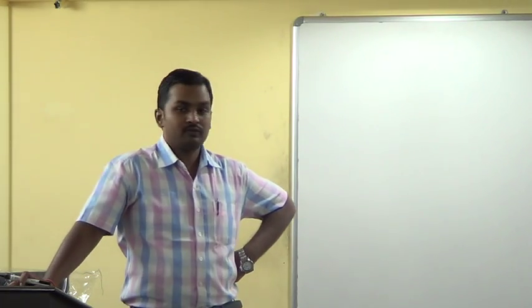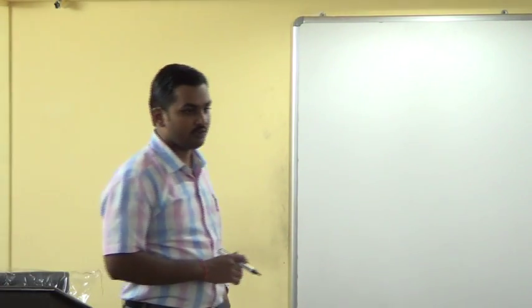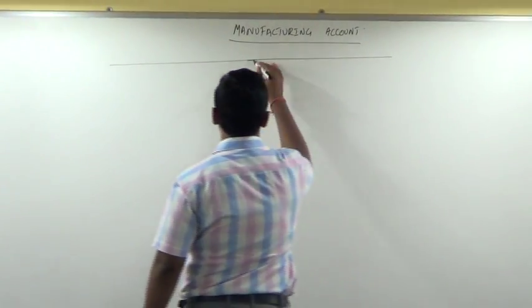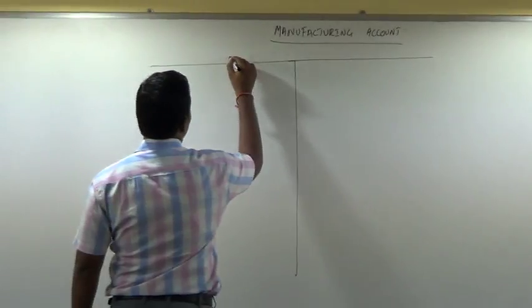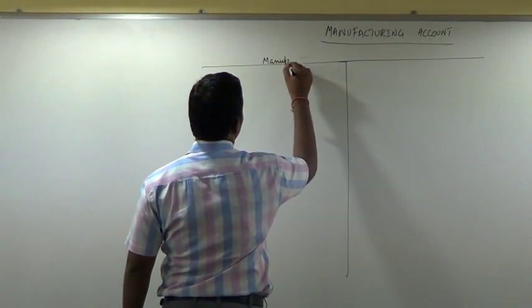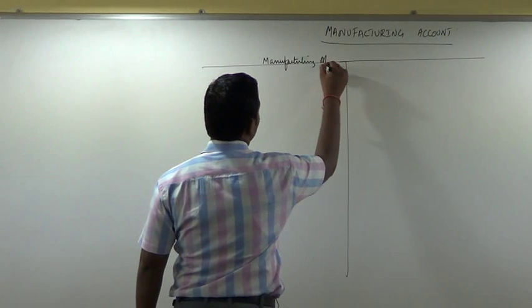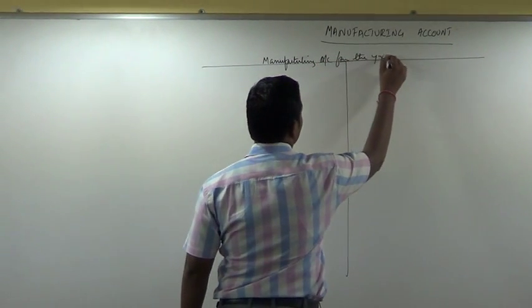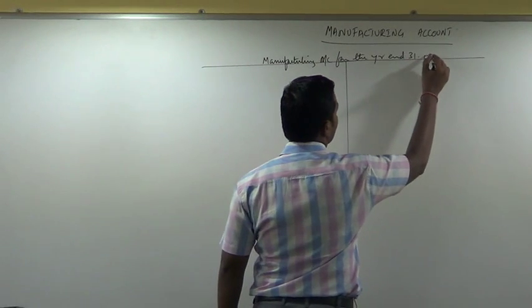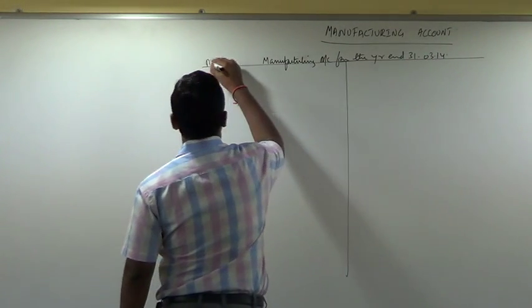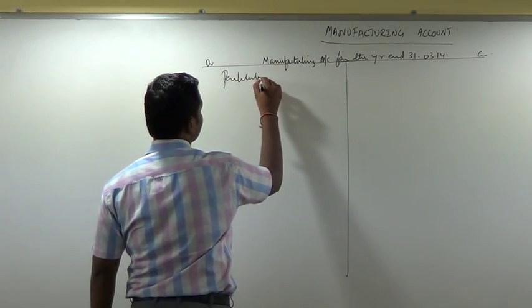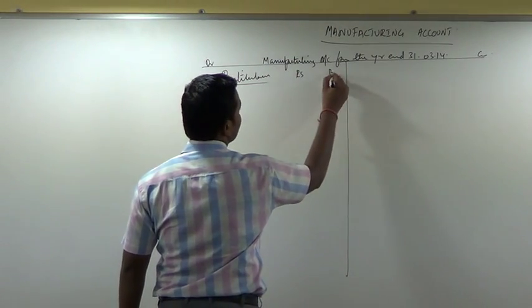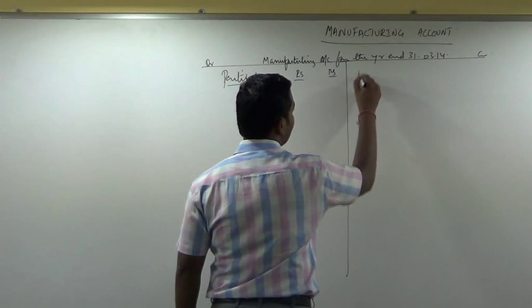I'll give you the format of the manufacturing account. Please note it down along with me. I'm preparing a manufacturing account for a factory for the year ended 31st March 14.